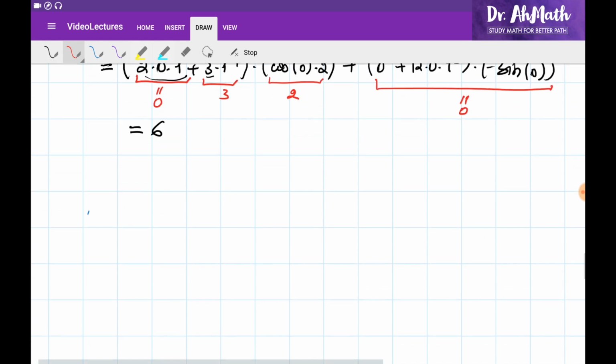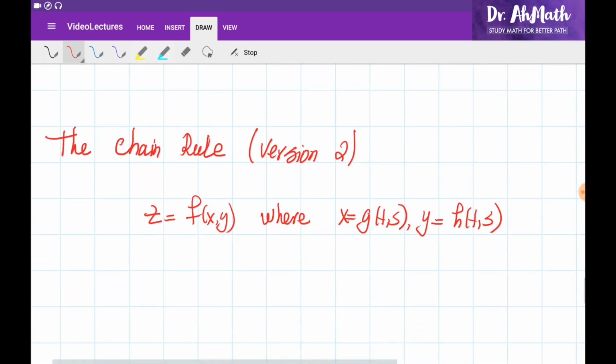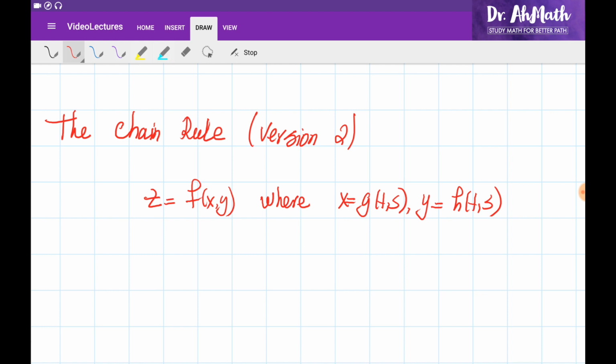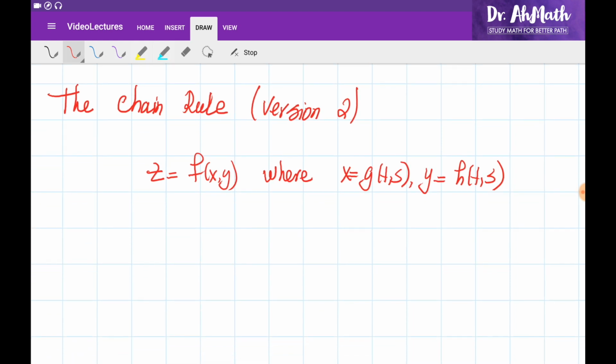So now we're going to look at another chain rule for the multivariable functions. So now, before, we used to have a function z which depends on x and y, which are other functions of the t only.